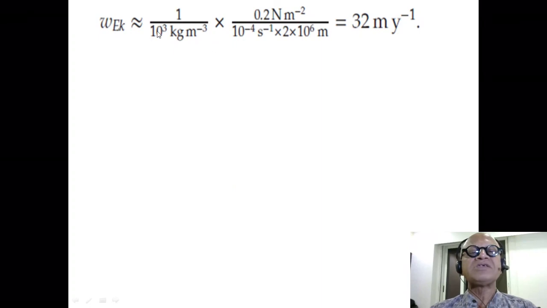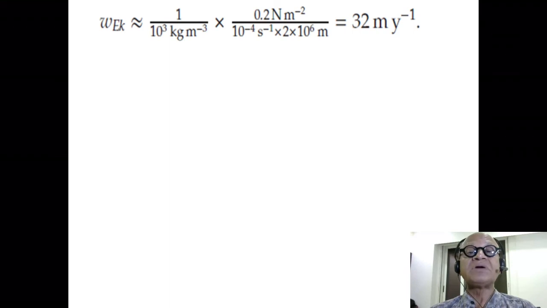So Ekman pumping in this case turns out to be the rho ref, which is 10 to the 3, pure water, typical wind stress magnitude of 0.2 Newton per meter squared. Be familiar with the units. And F, order 10 to the minus 4 in the mid latitudes, times the scale of the flow, which is 2000 kilometers. Okay, that gives us a typical Ekman pumping velocity or Ekman suction velocity of 32 meters per year.